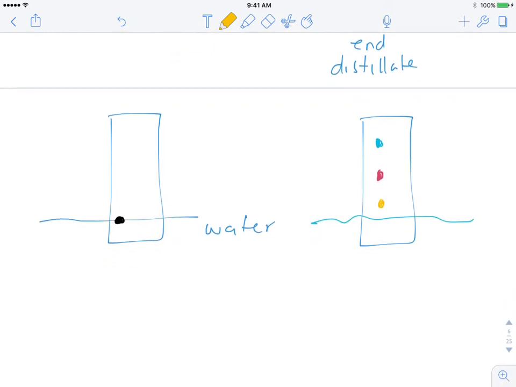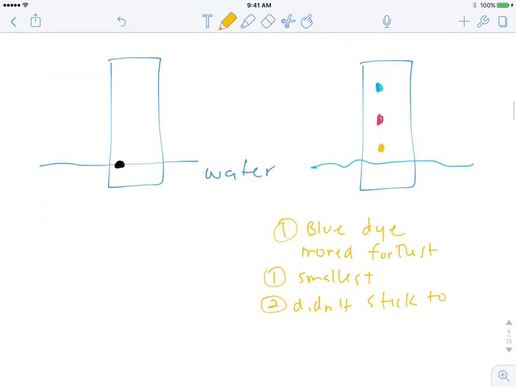So you'd get these different colors that separate out. And this tells us a number of different things about the molecules that make up the colors. The first thing that it tells us is that the blue dot, or the blue dye we'll call it, moved the furthest. And it did so for two reasons. One, it might have been the smallest. So out of these three different pigments, the blue was the smallest. And then the second thing is, it didn't have a very strong affinity to the paper. So it didn't stick to the paper. And so because it didn't stick to the paper well, it was able to rise up the paper more than the red or the yellow color. So those are my separation techniques.